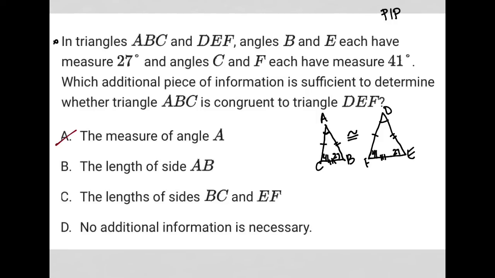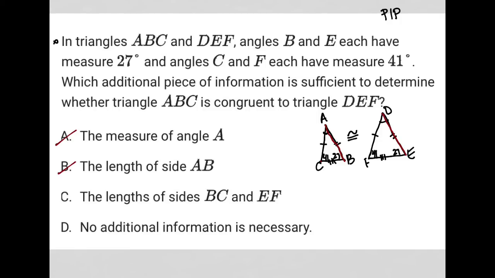Choice B, the length of side AB. So knowing the length of side AB alone, that also wouldn't do it. Just because I know how long this side is, without also knowing how long this side is, that would not be sufficient either. Choice C, the lengths of sides BC and EF.